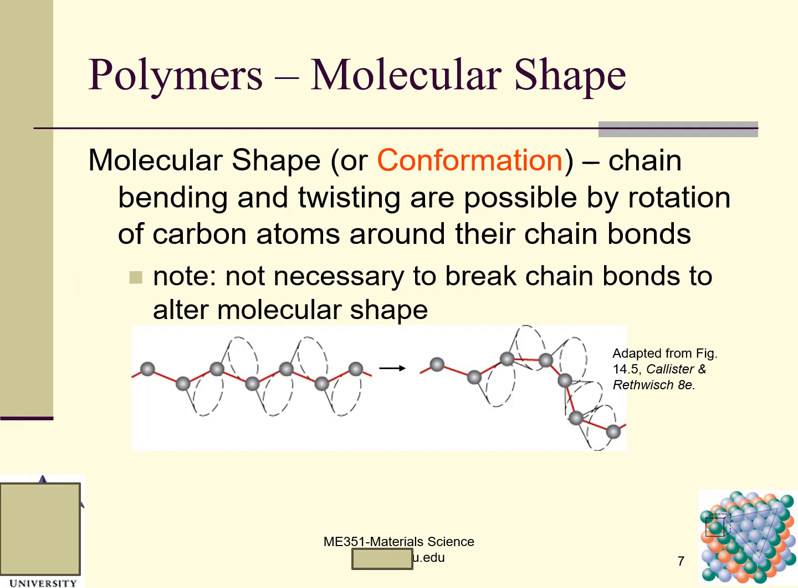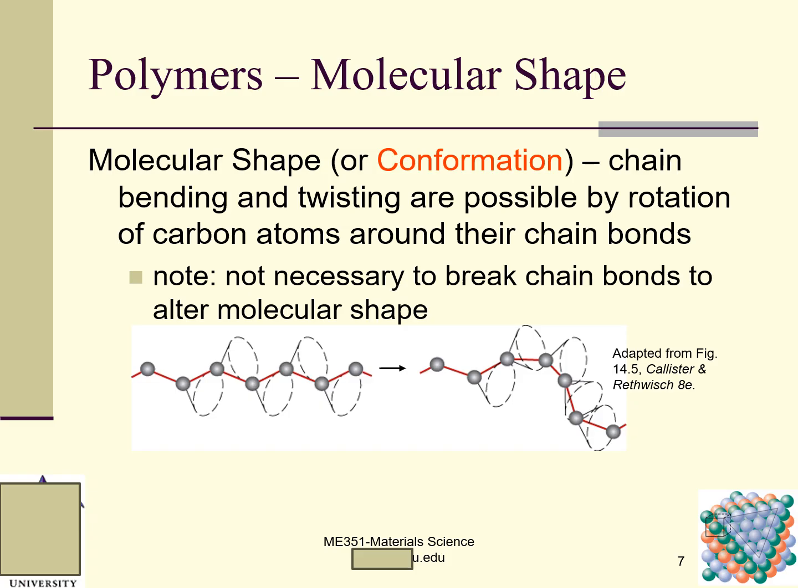Polymer molecular shape, or conformation. Chain bending and twisting are possible by rotation of carbon atoms around their chain bond. This is called molecular shape, or conformation, and you should know this. If in our following quiz or exam I talk about this conformation, you should know what I'm talking about.